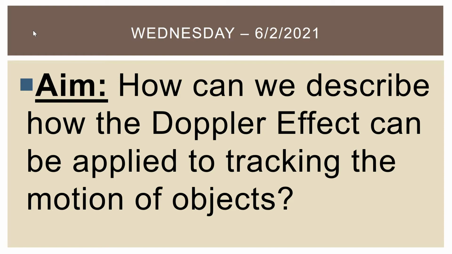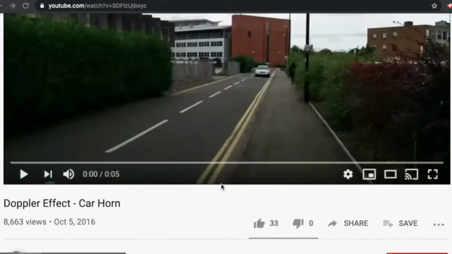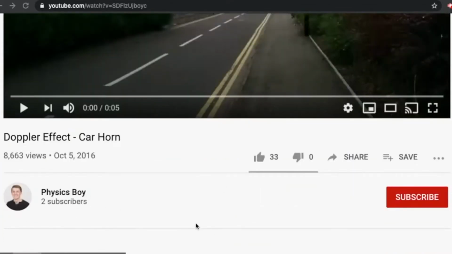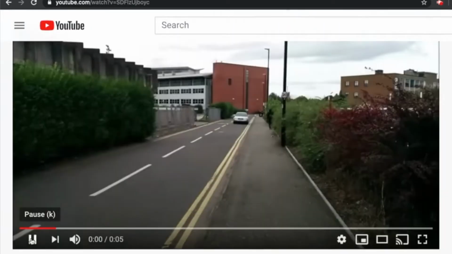Let's take a look at how that works. In this video here, this video is demonstrating the Doppler effect. So you can see the car down there. It's going to be approaching the person taking the video and then drive away from them afterwards. All credit to Physics Boy for filming this video. Here we go.